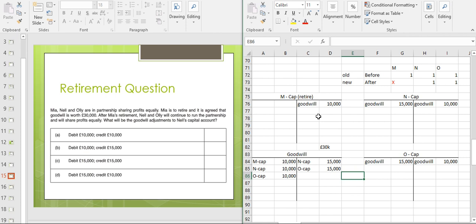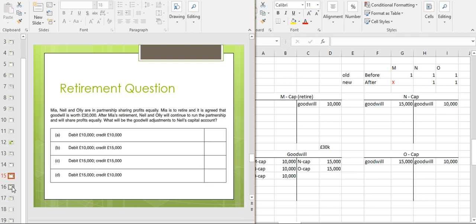Okay, as for the question itself, what will be the goodwill adjustments to Neil's capital? Well, 15 debit, 10 credit. So the answer is D. Okay, the answer is D.